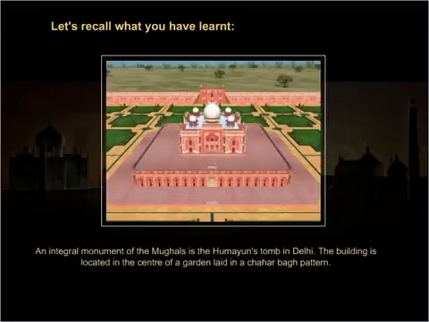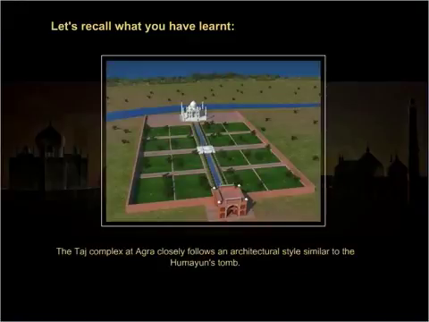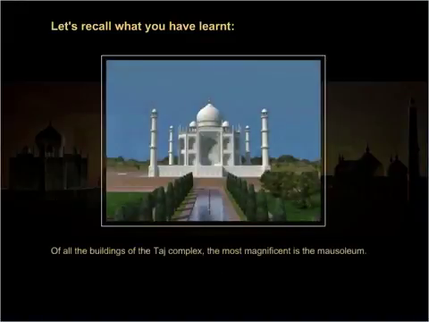An integral monument to the Mughals is the Humayun's tomb in Delhi. The building is located in the center of a garden laid in a Cheharbagh pattern. The Taj complex at Agra closely follows an architectural style similar to the Humayun's tomb. Of all the buildings of the Taj complex, the most magnificent is the mausoleum.